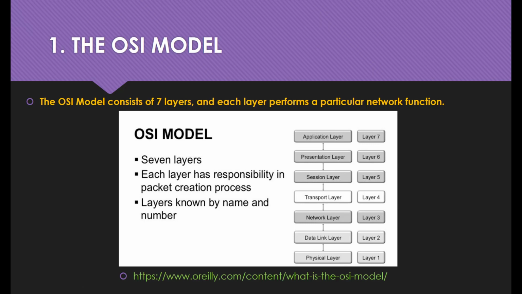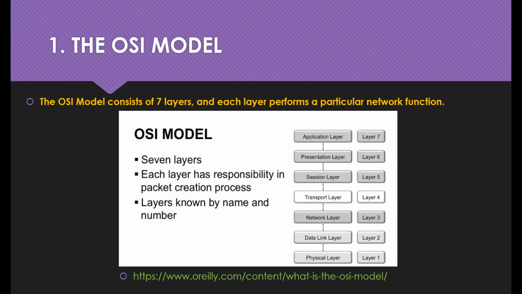So let's start with the OSI model. The OSI model consists of 7 layers, and each layer performs a particular network function. So we can see the 7 layers we have in the OSI model, starting from layer 1, which is the physical layer, layer 2, which is the data link layer, layer 3, which is for networking, layer 4, which is the transport layer, layer 5, which is the session layer, layer 6, which is the presentation layer, and layer 7, which is the application layer.